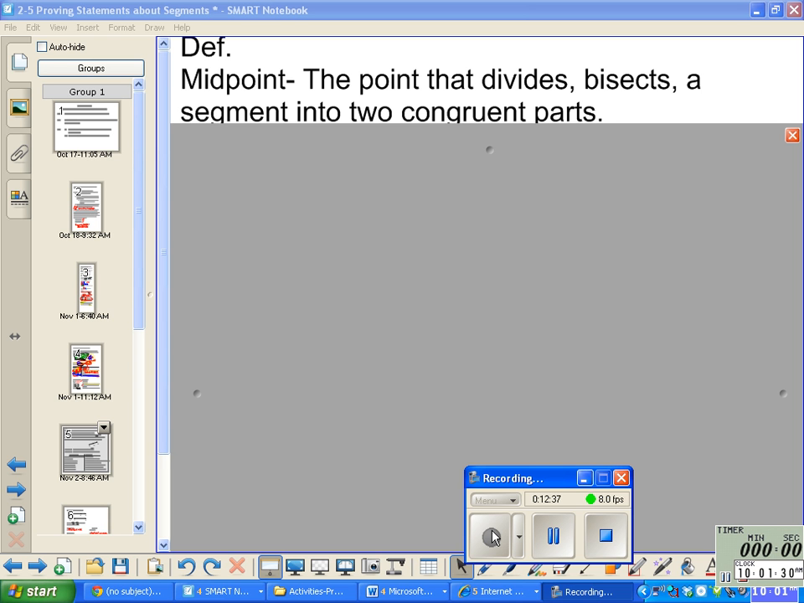The next definition I need you to know is the definition of a midpoint. It's the point that divides, or another word, bisects a segment into two congruent parts, two equal parts. Please make sure you know that definition because you're going to need it for proof writing. Midpoint.